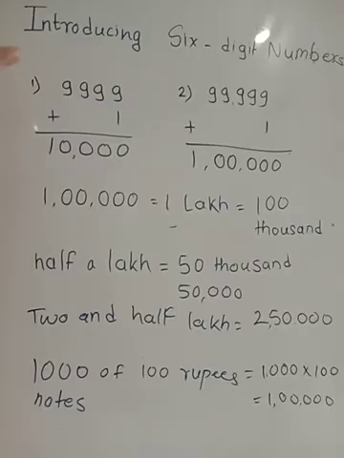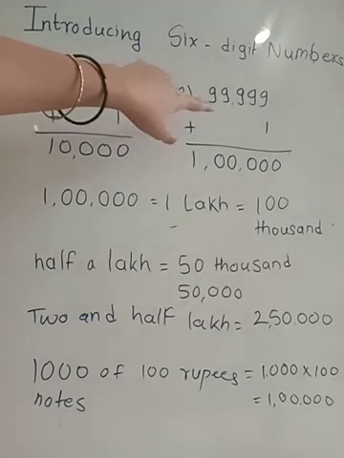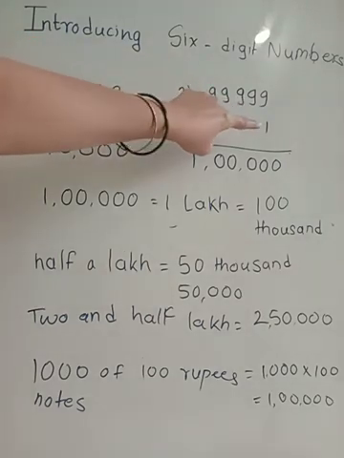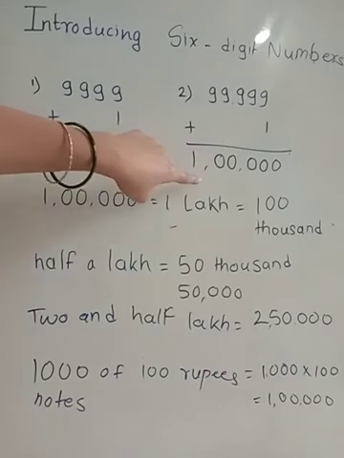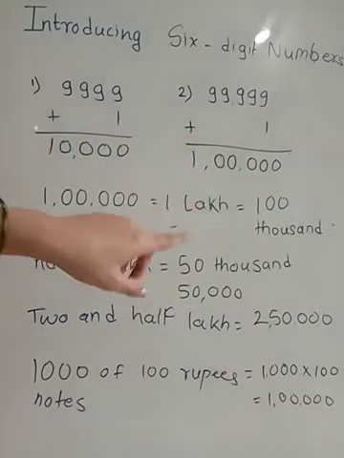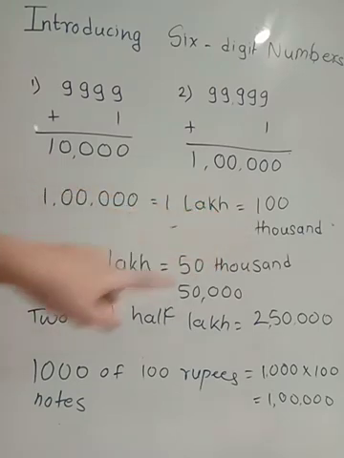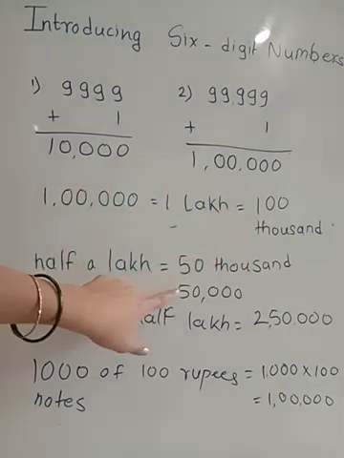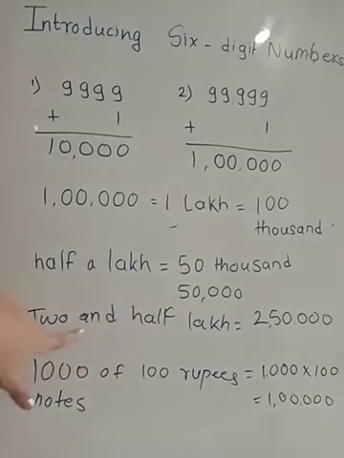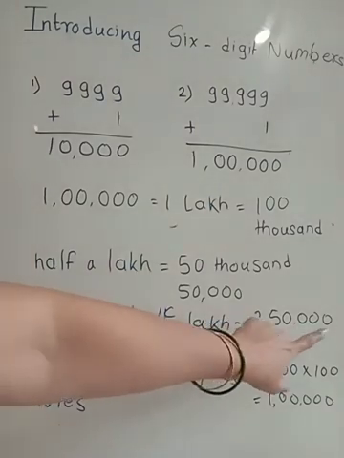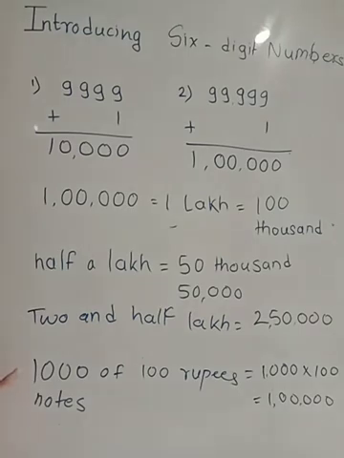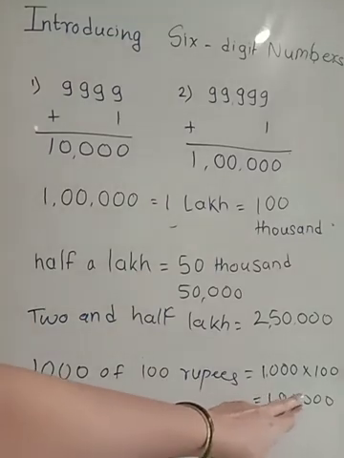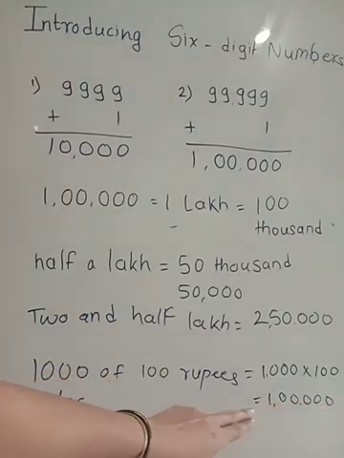So what we understand from this conversation is that 9,999 plus 1 makes 10,000. Second thing is that if we add 1 to 99,999, we make 1 lakh. 1 lakh means 100,000. Half a lakh means 50,000. And 2.5 lakh means 2,50,000. 1,000 times 100 rupees makes 1 lakh.